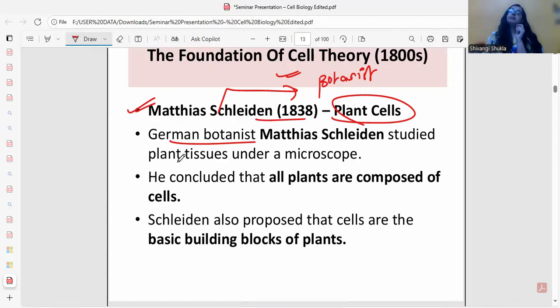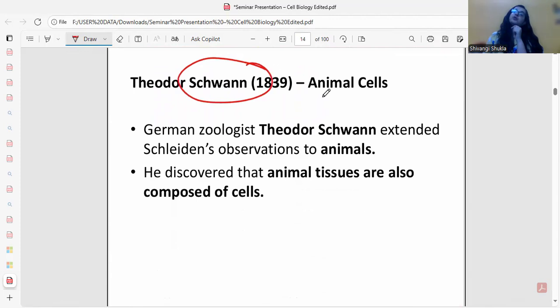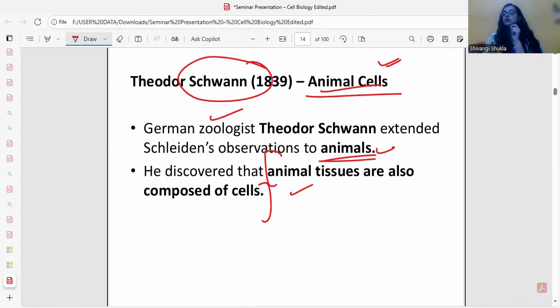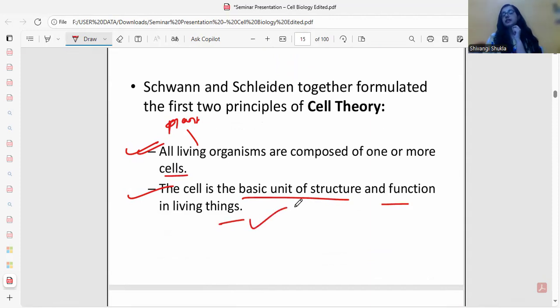German botanist. He studied the plant tissues under a microscope and he concluded that all plants are composed of cells. He also proposed that cells are the basic building blocks of plants. Schwann studied the animal cells. He was a zoologist and he made a similar observation on animal cells. He also discovered that animal tissues are composed of cells. So together they formulated the theory that all living organisms are composed of one or more cells, be it plant or animal, and therefore the cell is the basic unit of structure and function in living things.